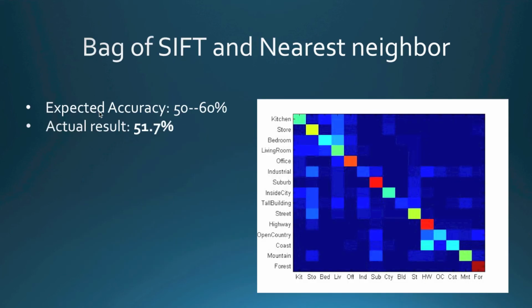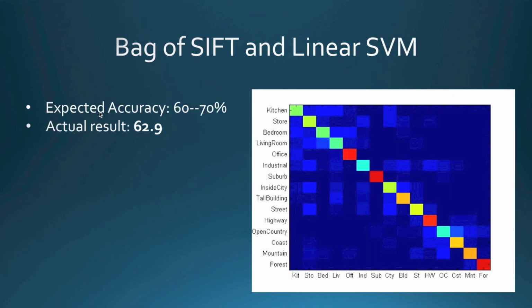For bag of SIFT and nearest neighbor classifier test, we got an accuracy of 51.7%, which is expected to be around 50% to 60%. For bag of SIFT representation and linear SVM classifier test, we got an accuracy of 62.9%, which is expected to be around 60% to 70%.